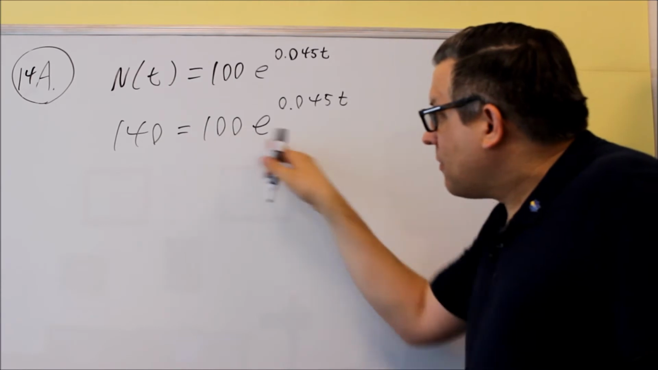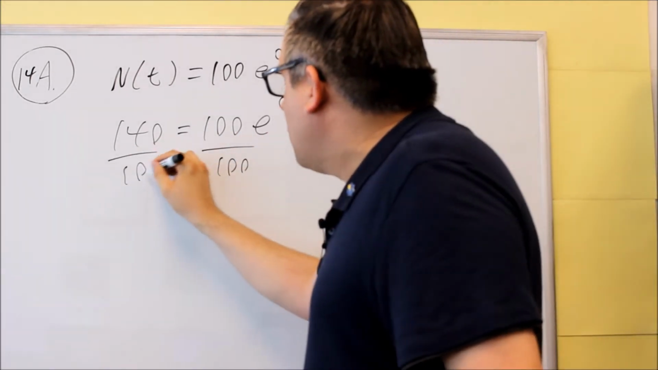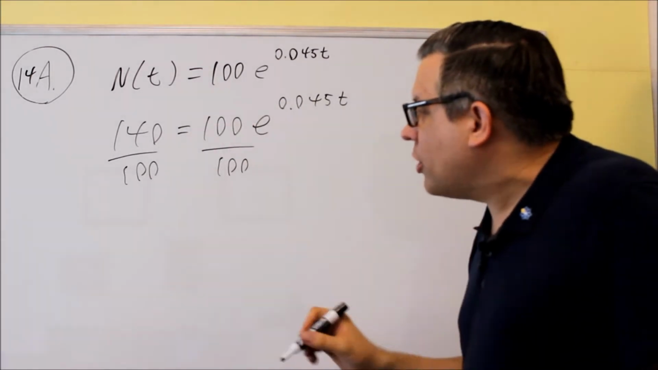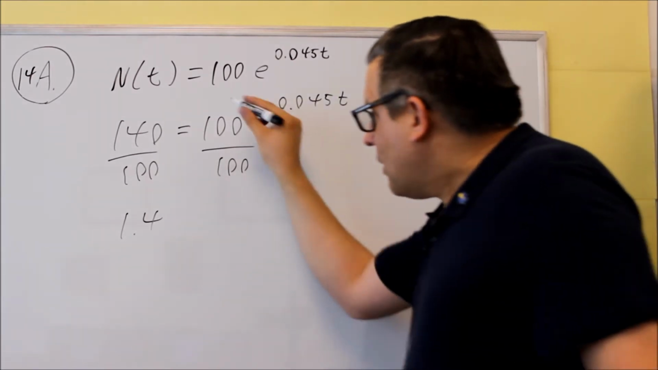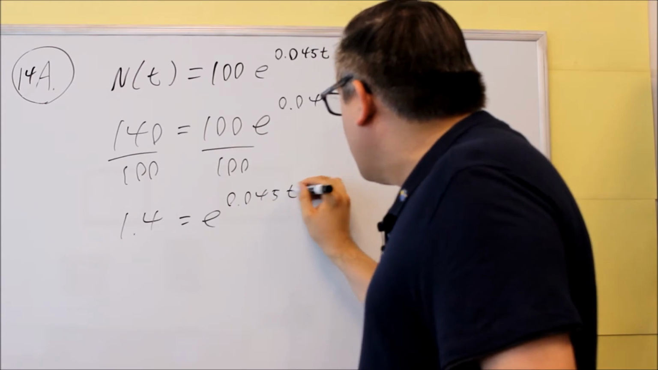We do this by dividing both sides by 100. You want to get the e by itself, so that's why we're going to do this first step. We want to isolate e. So when we do 140 divided by 100, we get 1.4. Hundreds cancel out, and we get e to the 0.045 t.